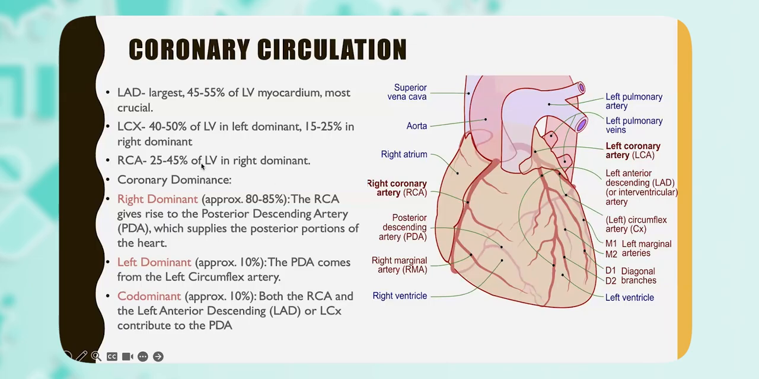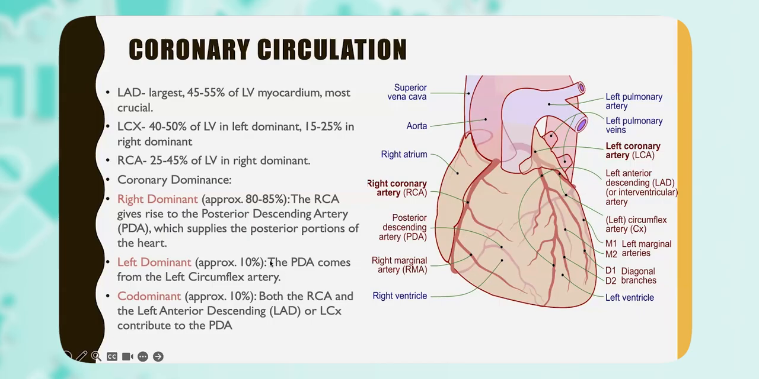In how many cases? This is what we are talking about, coronary dominance. Approximately 80 to 85% of cases, the hearts are right dominant. That is, the RCA gives rise to the posterior descending artery, which supplies the posterior portions of the heart. Left dominant is only in 10%, in which the PDA comes from the LCX. Then the LCX is very large in size.